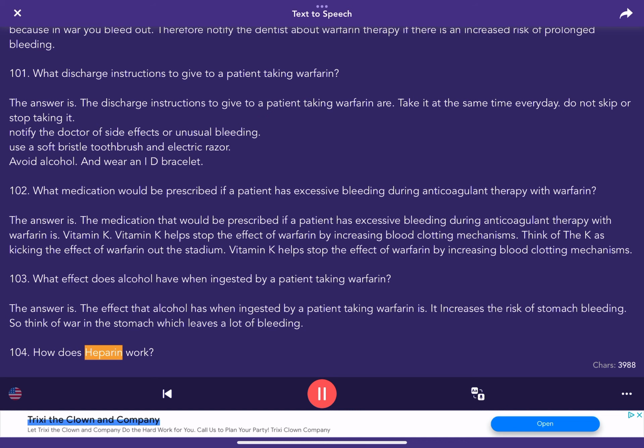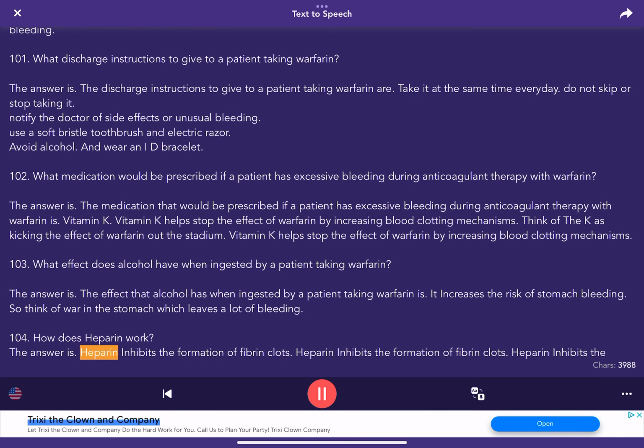104. How does heparin work? The answer is, heparin inhibits the formation of fibrin clots.